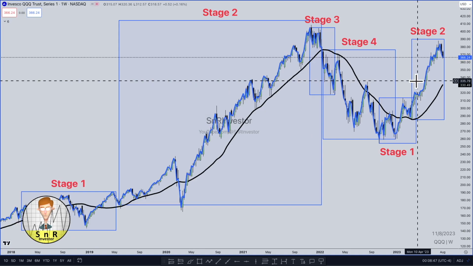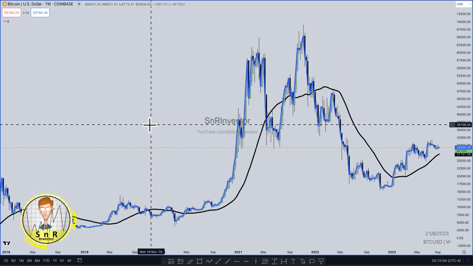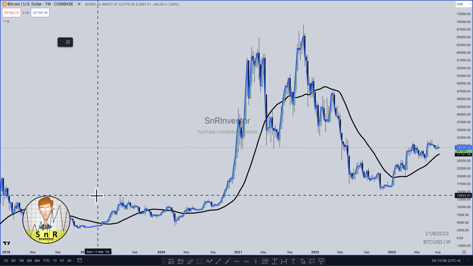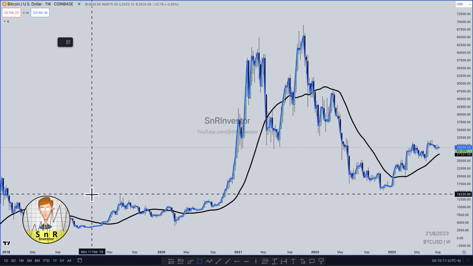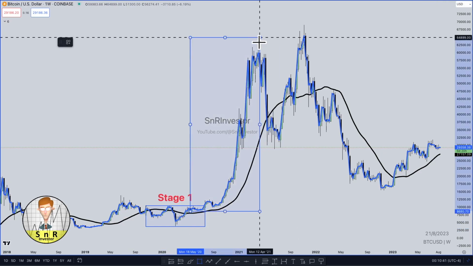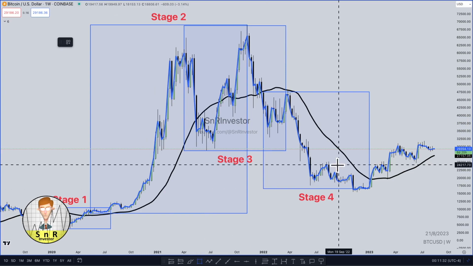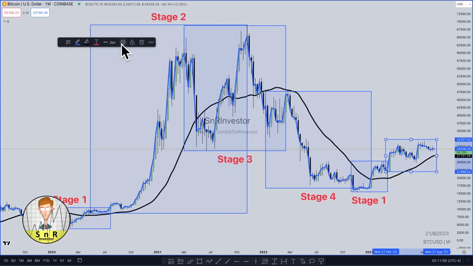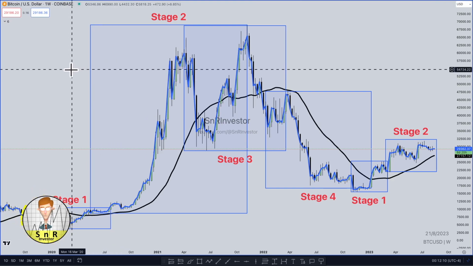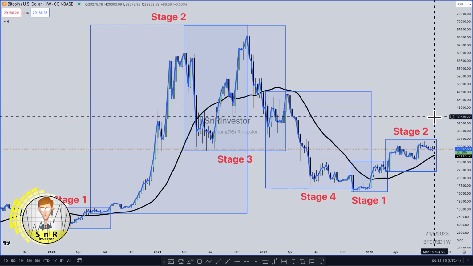Okay, so let's move on to Bitcoin next. Here is the Bitcoin weekly chart. Like the previous examples, I will start by drawing out the stages for you to visualize. So I've marked up the stages for Bitcoin since December 2019 all the way to today.